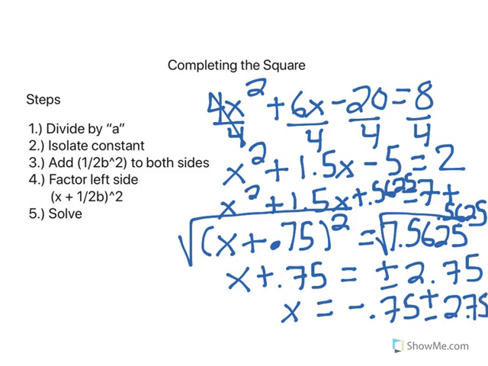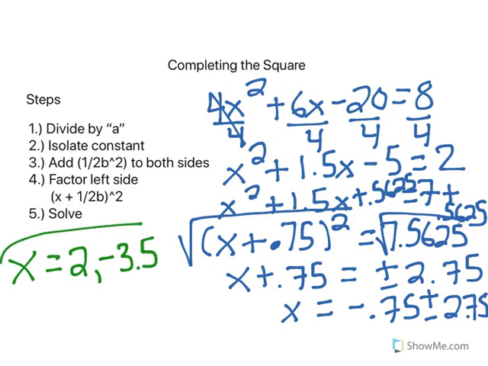And I'm going to end up with two different answers. I'll write them over here. I'm going to get x equals, if I add 2.75, I'm going to get a positive 2. And if I subtract 2.75, I'm going to get negative 3.5.